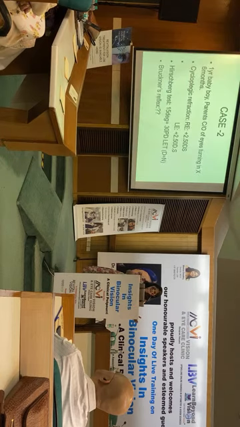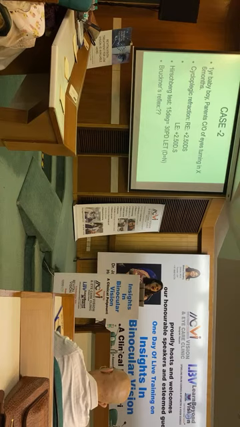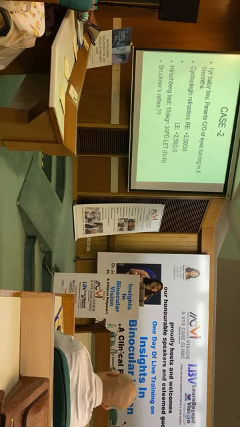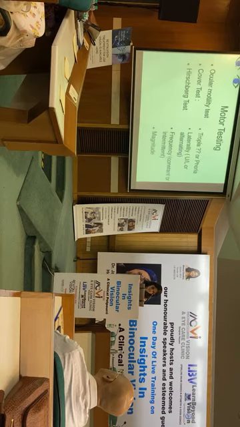Alright, so the case here is of a left esotropia. So what would you see when you do your Bruckner's reflex test here? The left eye will have a brighter reflex. So basically, if you do a Bruckner's for this child, you will get a brighter reflex for the left eye. The right will give the normal dull reflex.